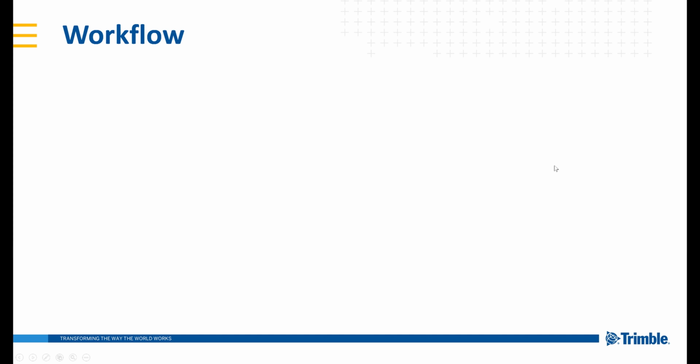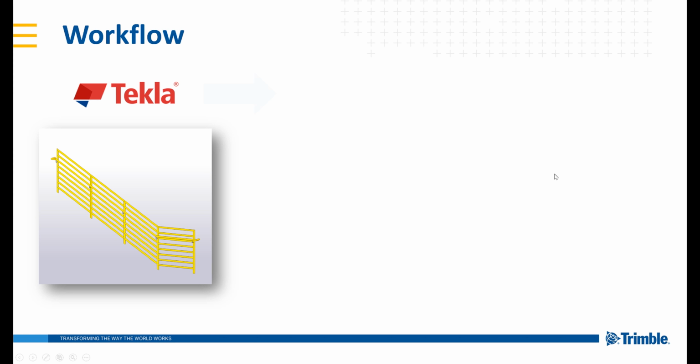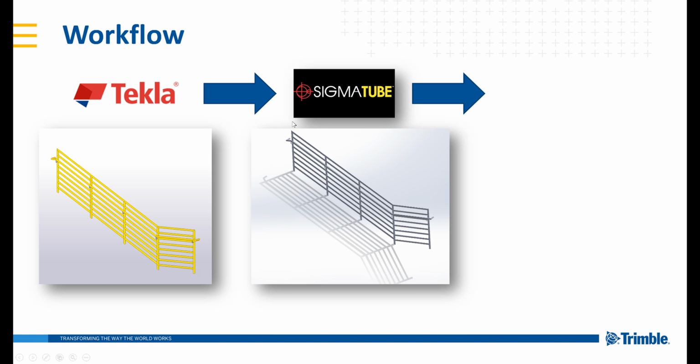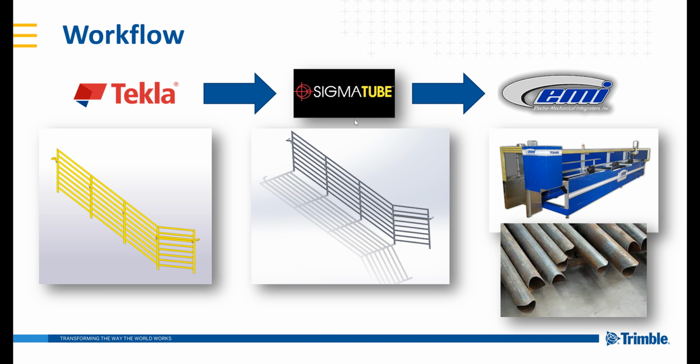So to introduce the topic of what we're going to be discussing today, we're going to show how we can model handrail within Tekla Structures, export this out to SigmaTUBE, which can then process that handrail and convert it into a specific format that is then read by EMI, which will then fabricate the copes and the miters for the handrail. So that's the premise of what we're discussing today, is how you can model handrail within Tekla and then fabricate that just as it appears there within the model.